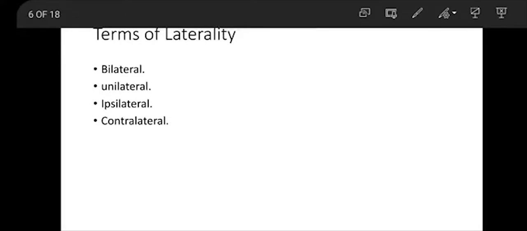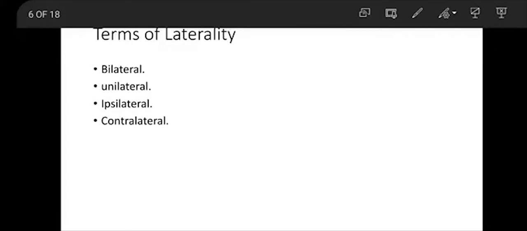Then two very common words which are used are proximal and distal. These are very contrasting positions, with proximal meaning nearer, distal meaning farther away from the attachment of a limb or the central aspect of a linear structure. Then we have something that is known as terms of laterality.